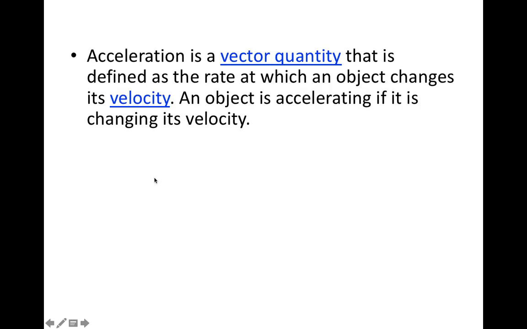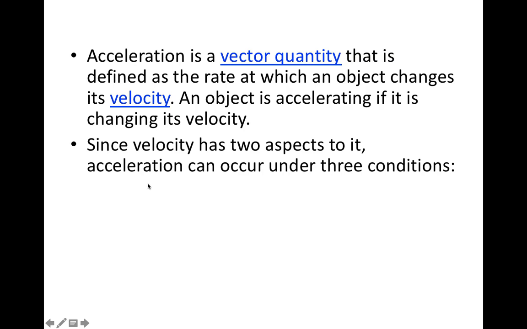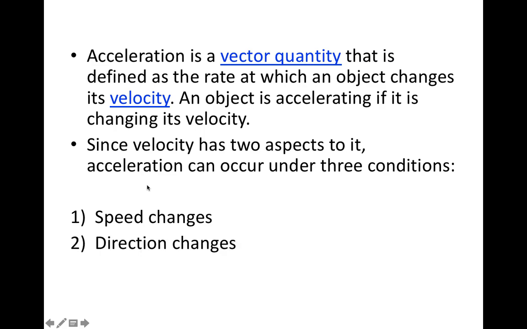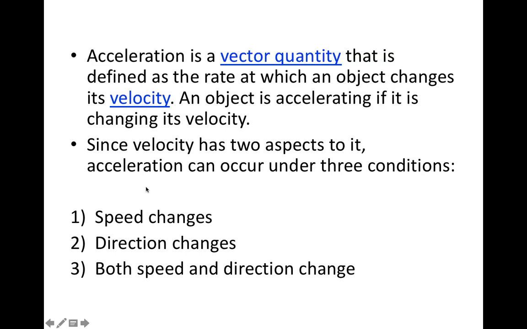Acceleration is a vector quantity that is defined as the rate at which an object changes its velocity. An object is accelerating if it is changing its velocity. In other words, it's how quickly or how slowly an object changes its velocity. Since velocity has two aspects to it, acceleration can occur under three conditions: either the speed changes, the direction changes, or both speed and direction change.